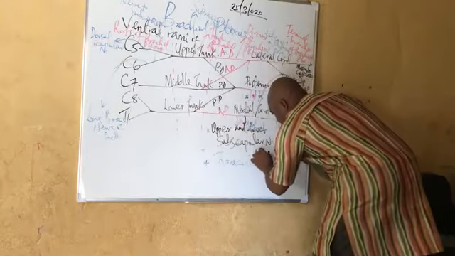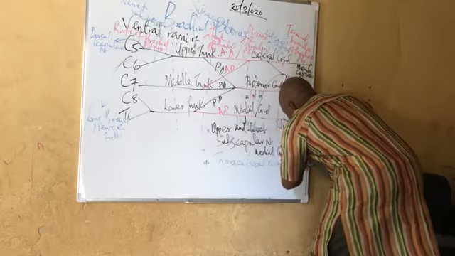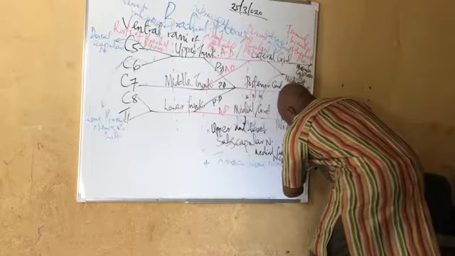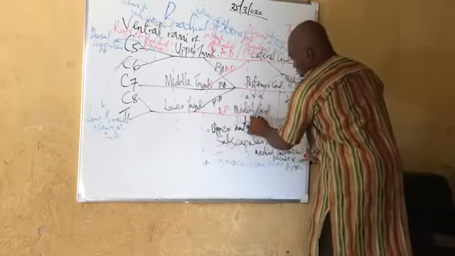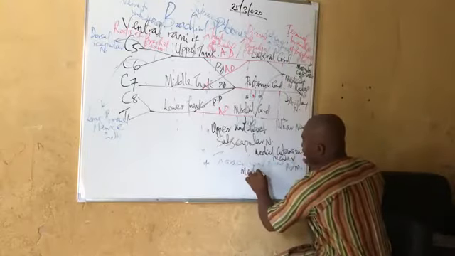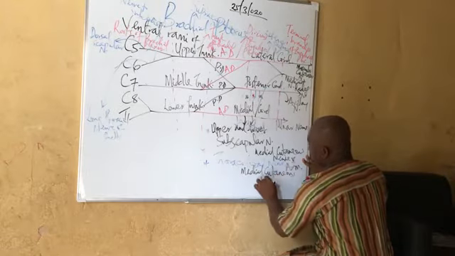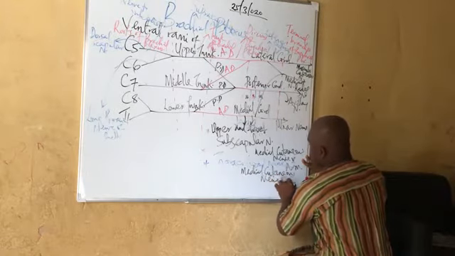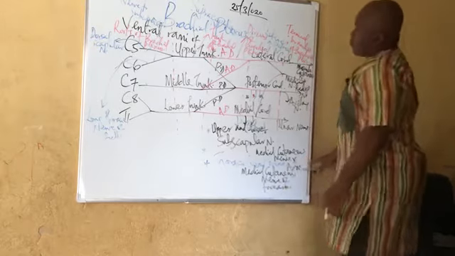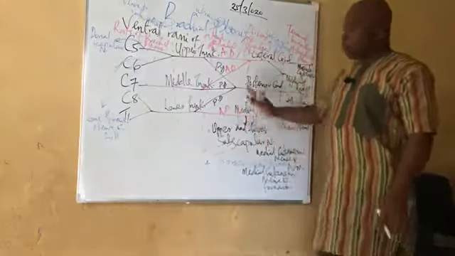It's called the medial cutaneous nerve of arm. Then after that, you have another branch which is called the medial cutaneous nerve of forearm. So this is the complete diagram of the brachial plexus.